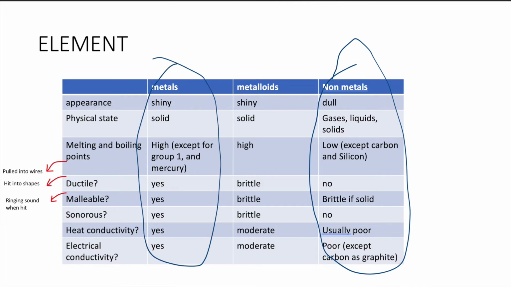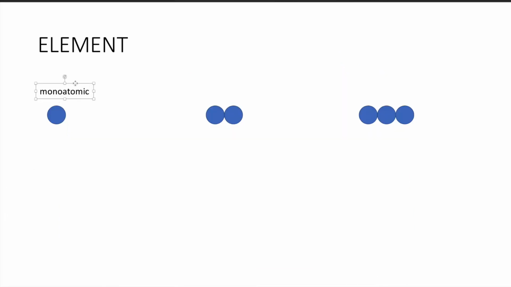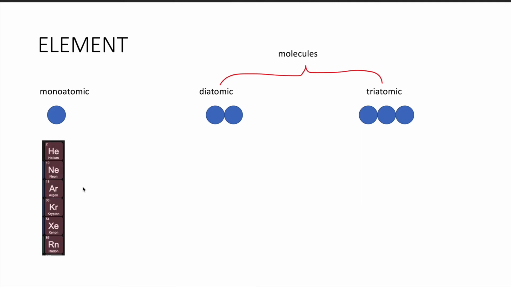And elements, they exist in monoatomic, diatomic or polyatomic forms. So the common examples of elements that exist as monoatomic elements are the ones in Group 0, the noble gases. And molecules are a group of two or more atoms that are chemically combined together.